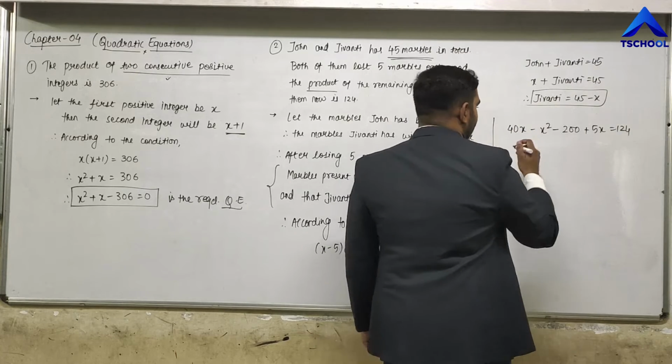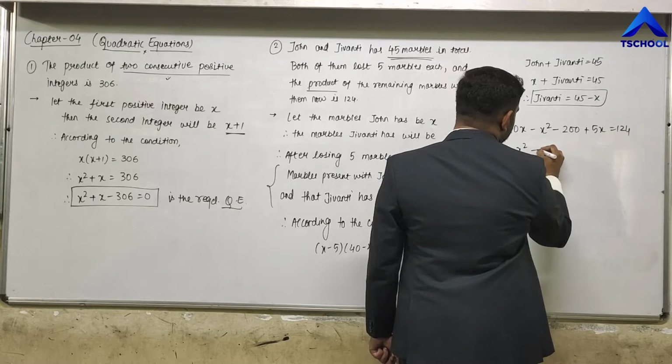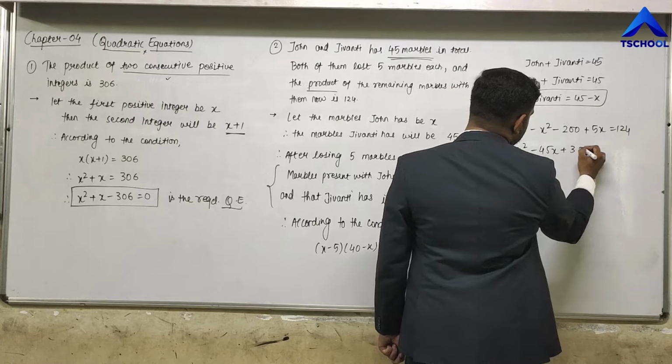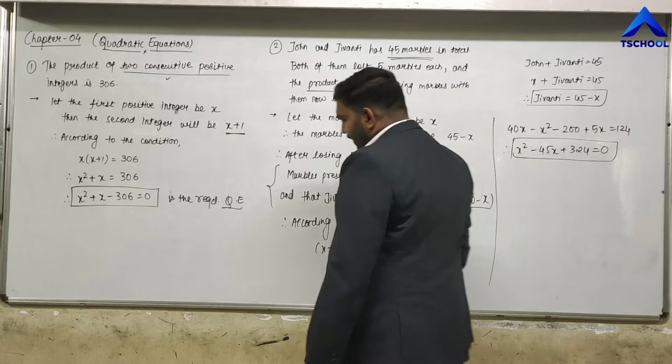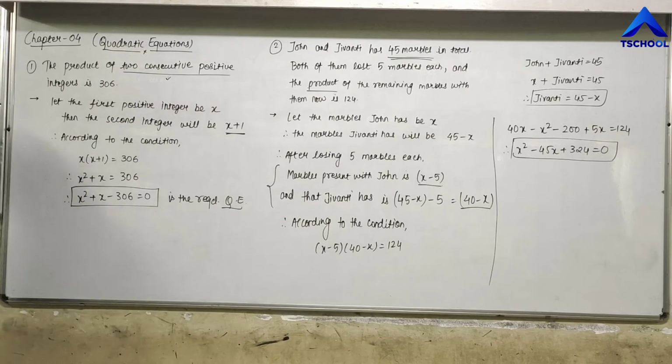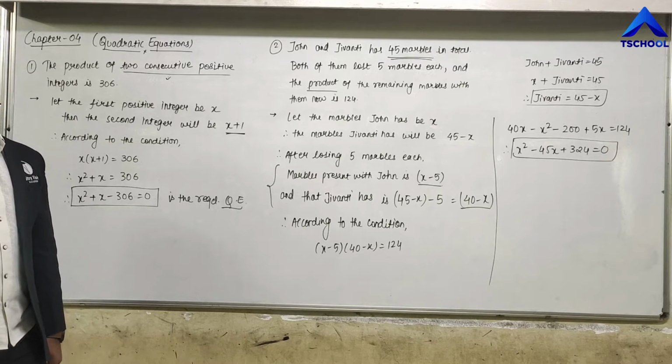So let us take everything to the other side. That will become x square minus 40x minus 5x, that is minus 45x, plus 324 is equal to 0. So that is our required quadratic equation, right? So these are the two cases where we can form our required quadratic equations.